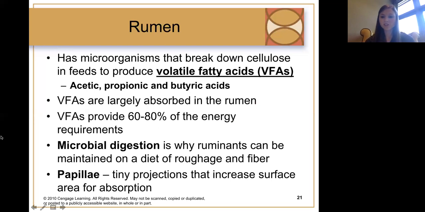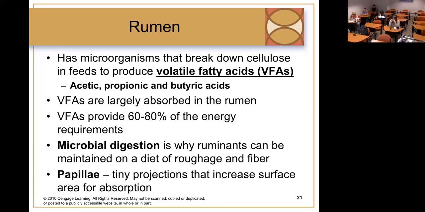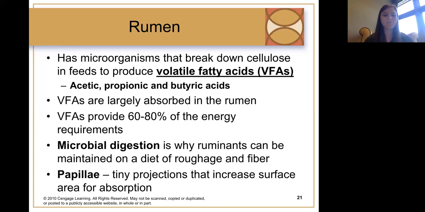So microbial digestion is why ruminants can be maintained on a diet of roughage and fiber. That's why they can eat things like hay and silage, things that you would not feed to a pig or a chicken, because a pig or a chicken would not be able to digest that very well. And in the rumen, like I showed you in that picture, they have papillae, which are tiny projections that increase the surface area for absorption. Because if you have a flat stomach, that's all the area you can absorb with. But if you have the papillae, it really increases the area for nutrients to be absorbed. Does that make sense?